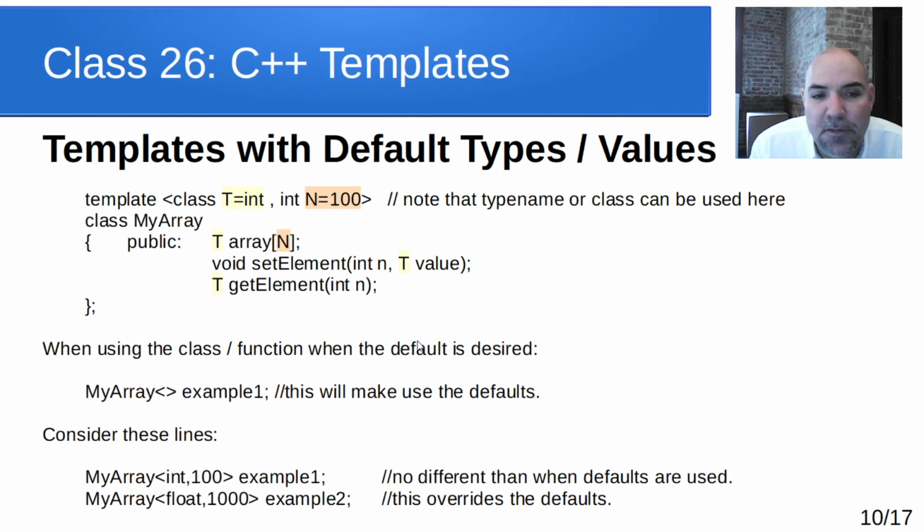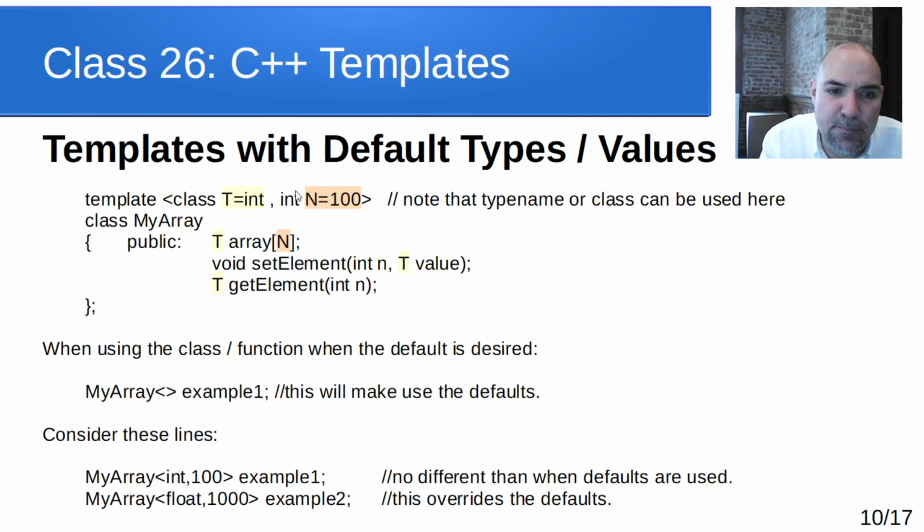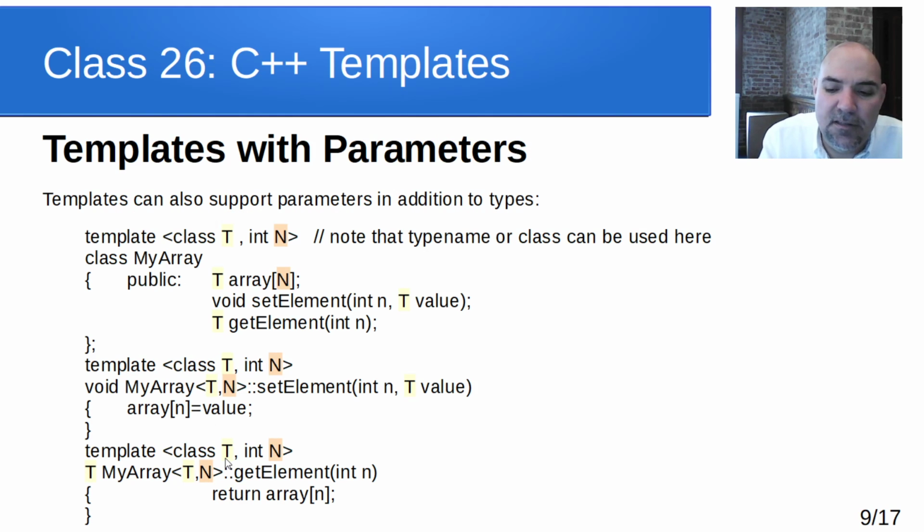Okay, so templates with those default values, and notice here we are using that array. I left out the method implementation that we had over here just to make it visible. Let's back up for a second. Notice, to use this, I could say my array, and then in square brackets I could say float, 1,000. That would give me 1,000 floats.